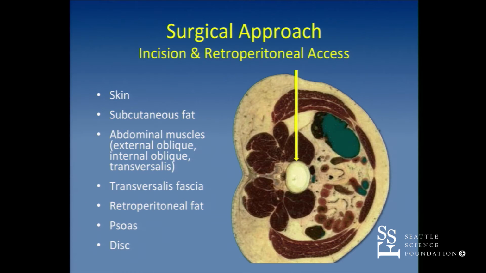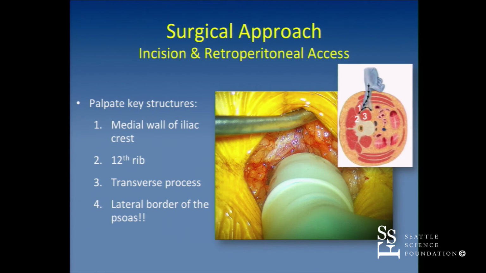Of course, we all know the layers here. So skin, subcu fat, your muscles, transversalis fascia, retroperitoneal fat, the psoas, as well as the disc. Once you're in the retroperitoneal space, this is essential. You have to be able to palpate these key structures. First, the medial wall of the iliac crest and the 12th rib. However, depending what level you're at, you may not be able to palpate both of those. But you should be able to palpate the transverse process as well as the lateral border of the psoas.